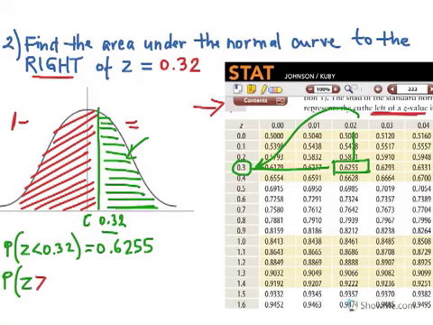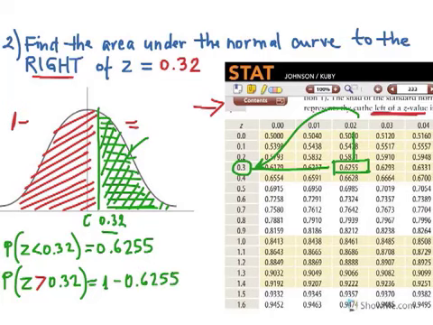But the probability of z greater than 0.32, which is this area over here, will be 1 minus 0.6255. That's going to be equal to 0.3745. So that's the correct answer.